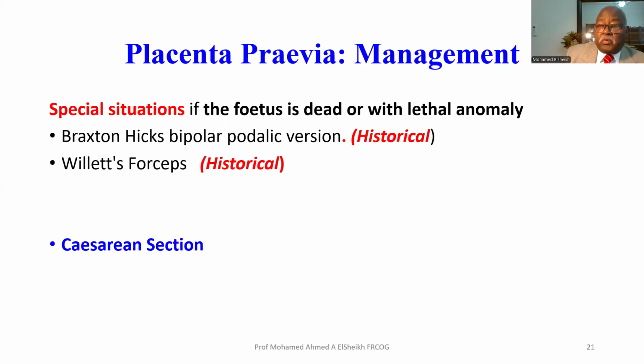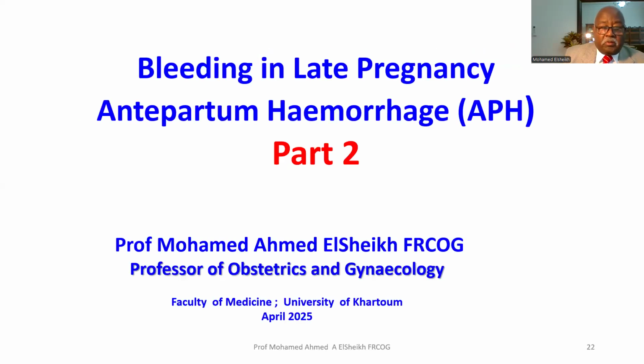There are special situations of placenta previa. If the fetus is dead or with a lethal anomaly, that's to say, if it is delivered it won't survive, or already dead, we used to do in the past what we call Braxton Hicks bipolar podalic version, historical. Willett forceps is historical, just to tell you about it. What we do now, even if the baby is dead, we go for cesarean section and deliver it.